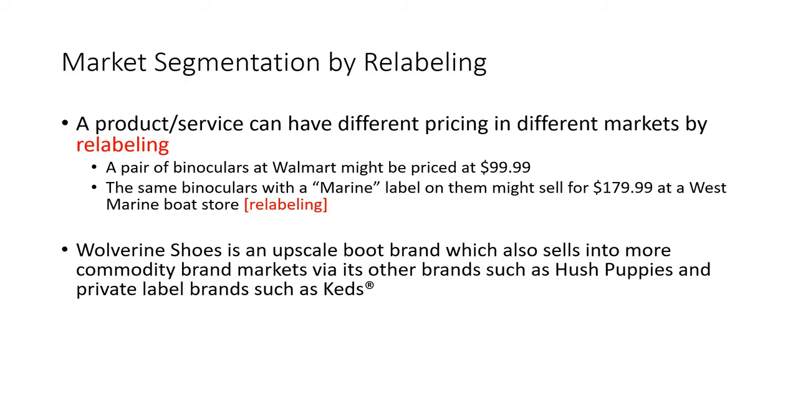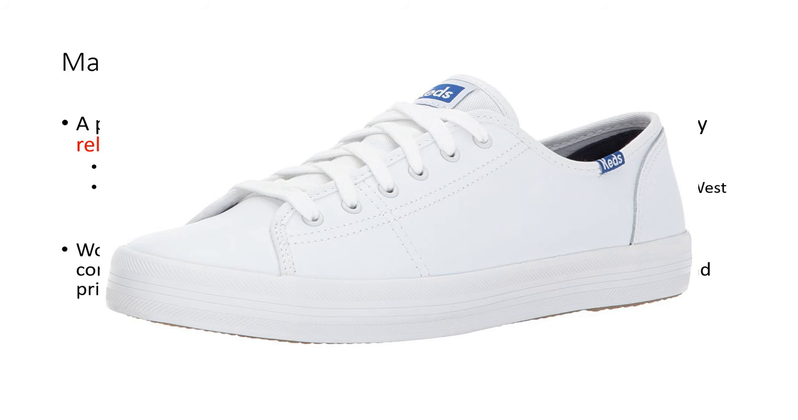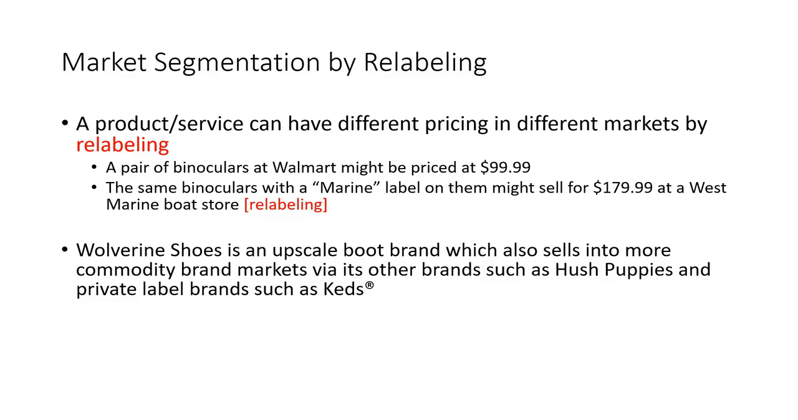Another example is a company called Wolverine Shoes, which is an upscale boot manufacturer who also happens to sell more commodity branded boots into various other markets such as Hush Puppies and private label brands such as Keds. Basically the same boots, but because of different brand labeling, they can sell these into different market segments, and those segments demand different pricing.